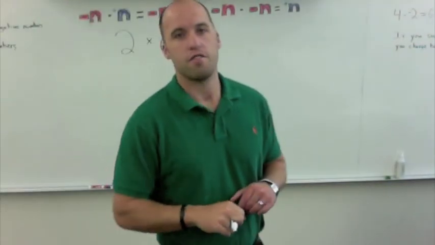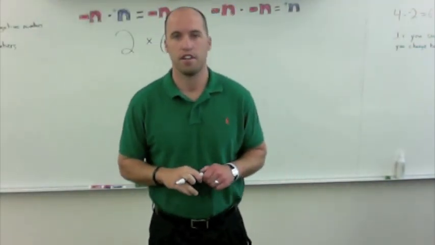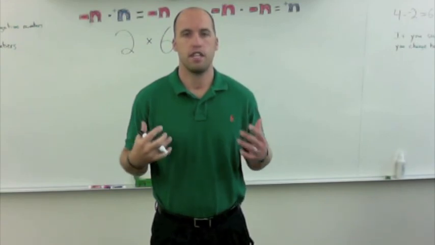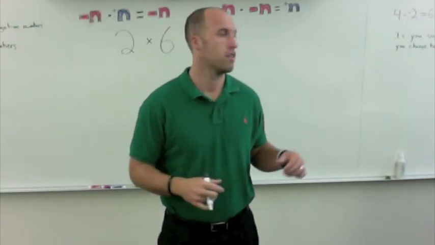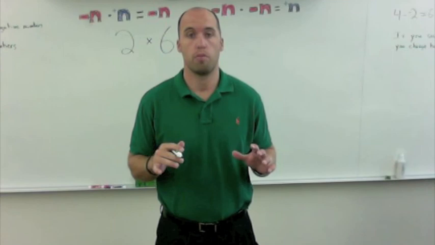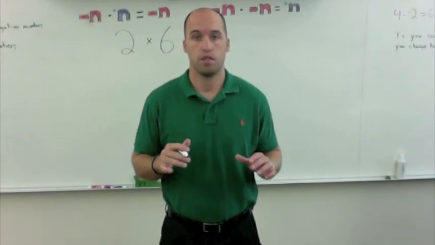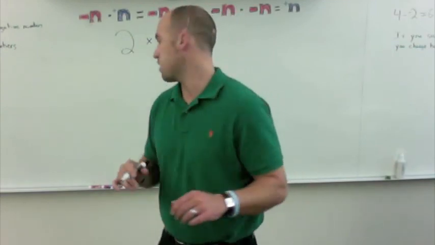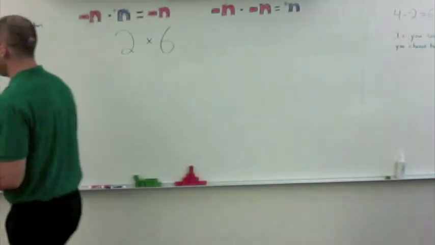Hi, I'm Mr. Green, filling in here for Mr. O'Byrne. I am the guy that shows you the examples on the whiteboard. Now what we're going to do is go over multiplying negative numbers. So first we're going to do a pretty simple multiplication.